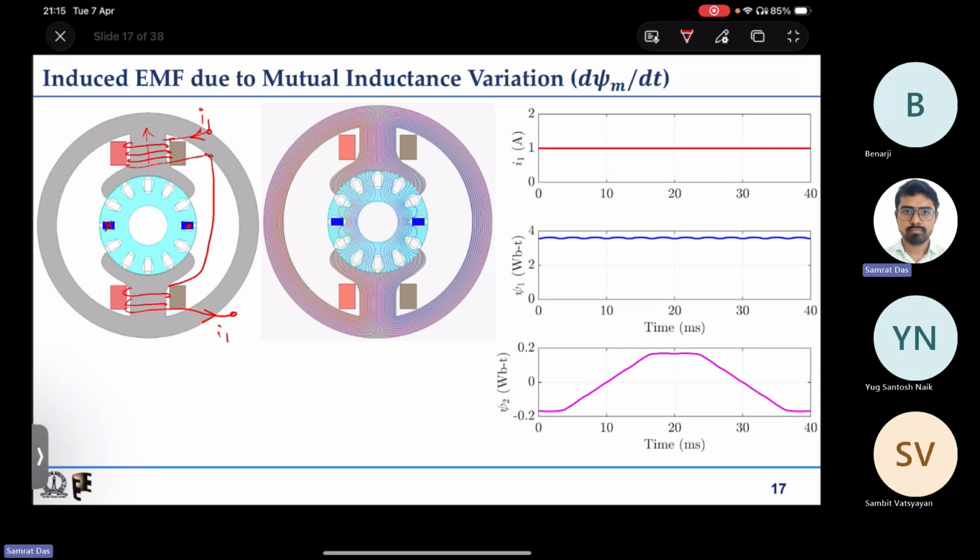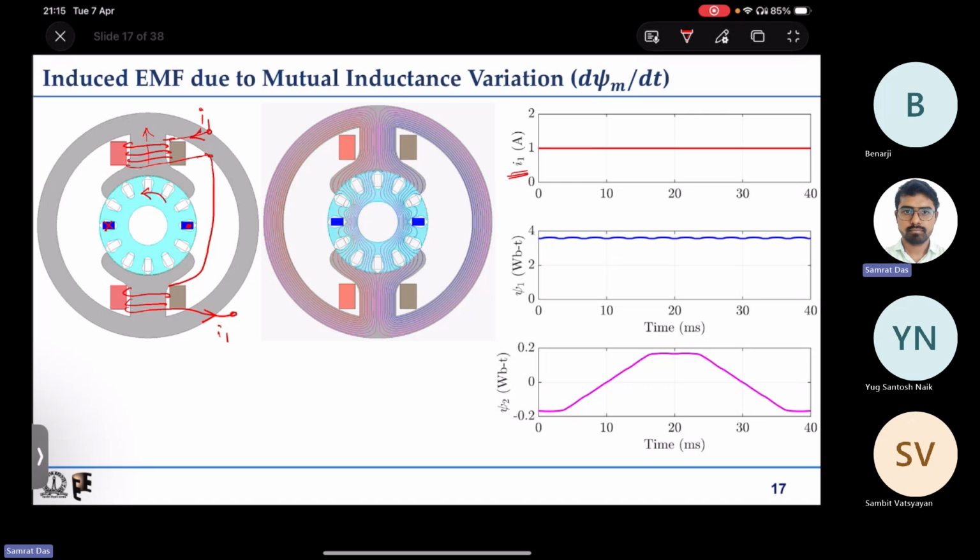Here we have another winding. The cross and dot I have put just to indicate the sign convention, but there is no current through the second winding. The first winding is conducting some constant current I1, similar to the previous case, equal to 1 ampere as I have shown in this case, and the rotor is rotating.